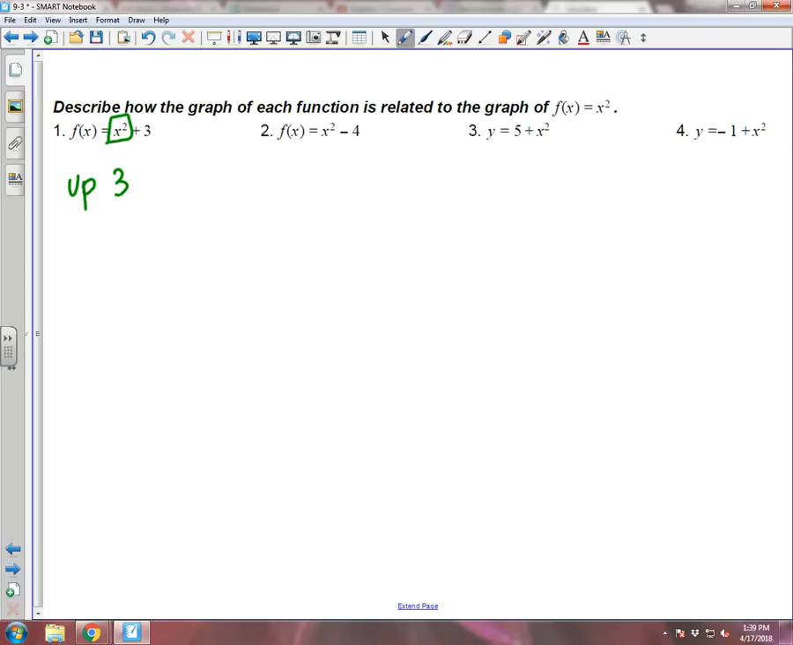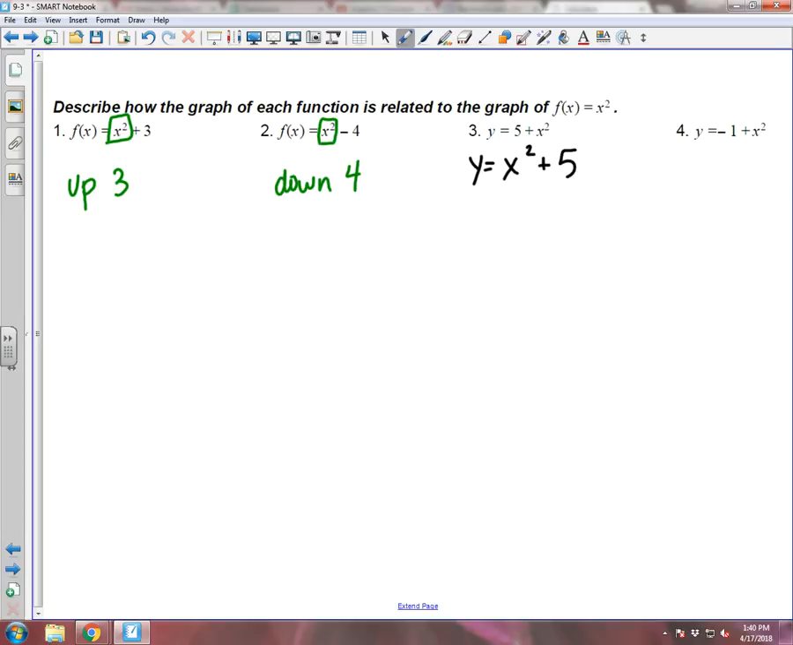Good? Okay. Number 2. You see the parent, correct? You see the -4 on the end? So what does that mean? It's going to go down 4. Okay. What's up with number 3? So how would you rewrite it?